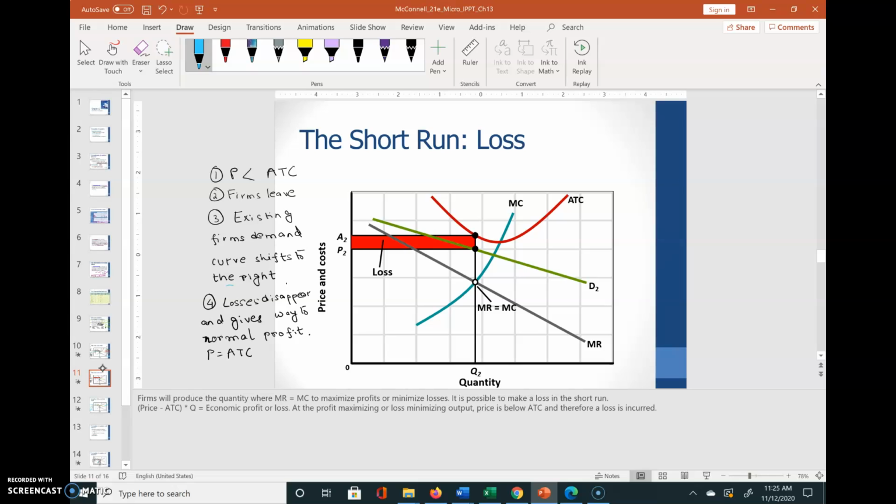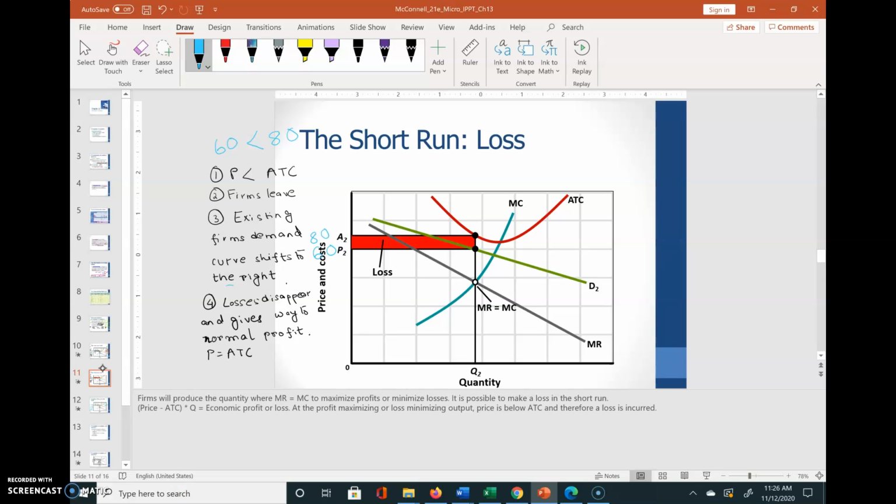Now I'm going to explain to you the adjustment process that happens if we have a loss. Alright, so the average total cost is again equal to 80, but now say the price is equal to 60. So my price is equal to 60, which is less than average total cost, that is 80. This means we have a loss. We are in the short run. We cannot have a profit or a loss in the long run.